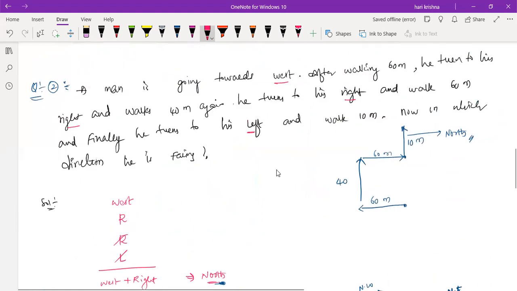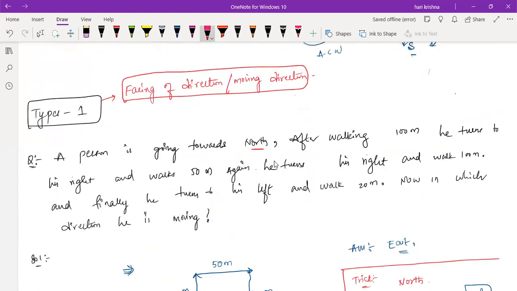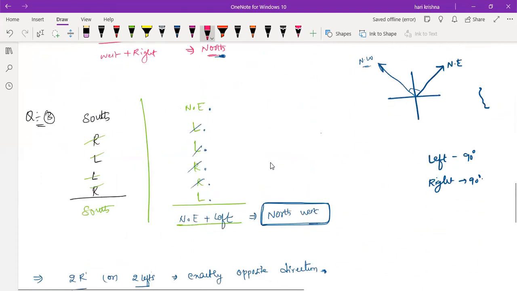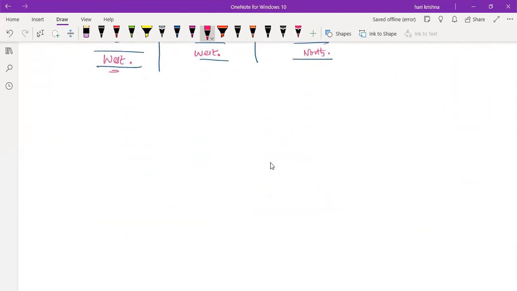So this is all about the types of questions asked in type 1, facing direction or moving direction. Next we'll go for type 2 questions. In type 2, the question format will be: which direction is the starting direction? You just have to find out the starting direction.